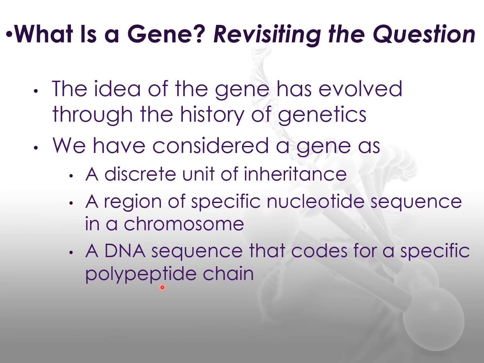Remember, there are some DNA sequences that are specific regions on the chromosome. However, they may not code for a protein, right? There are the untranslated regions and the non-coding regions in eukaryotes. So the best description would be this final one: a gene could be described as a DNA sequence that codes for a polypeptide.